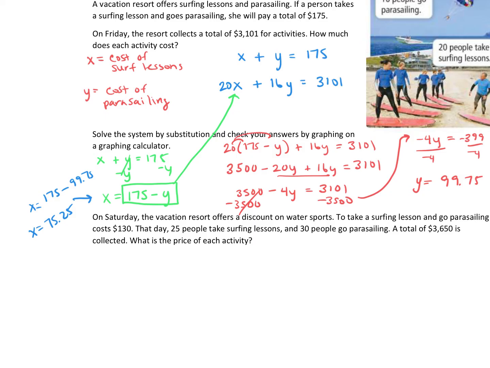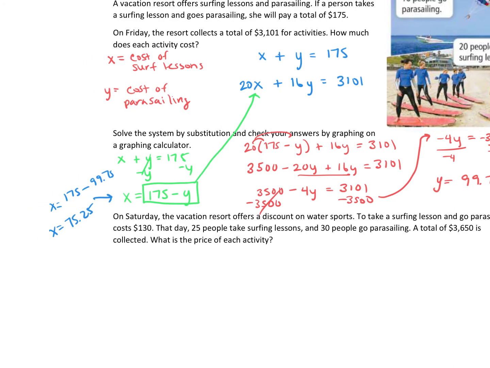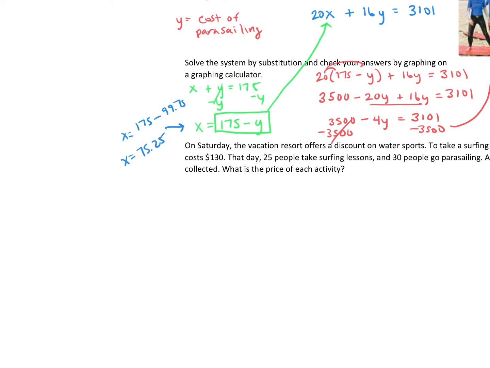So we just figured out that, I don't have anywhere to write this. Hopefully you guys are writing smarter than me. Let's see, we will just push this off to the side a little bit more. So parasailing costs $99.75, and surf lessons cost, what did we just get? $75.25.